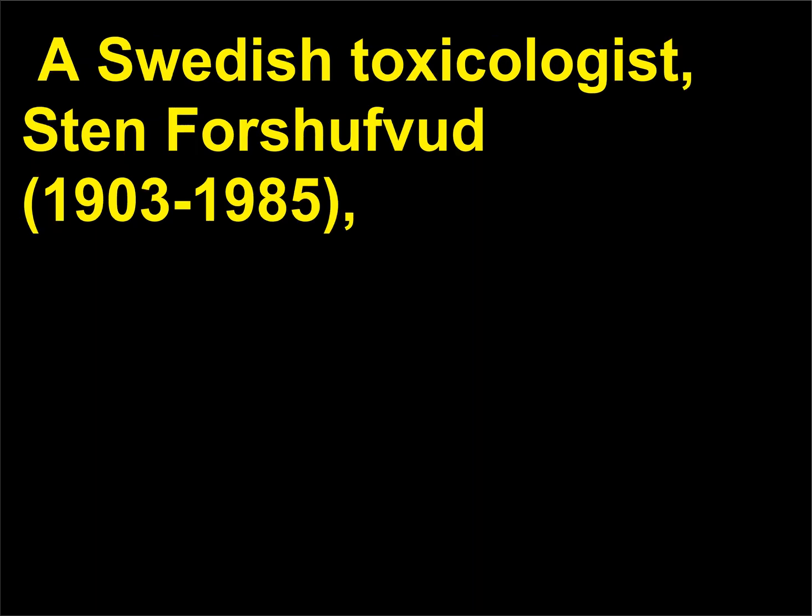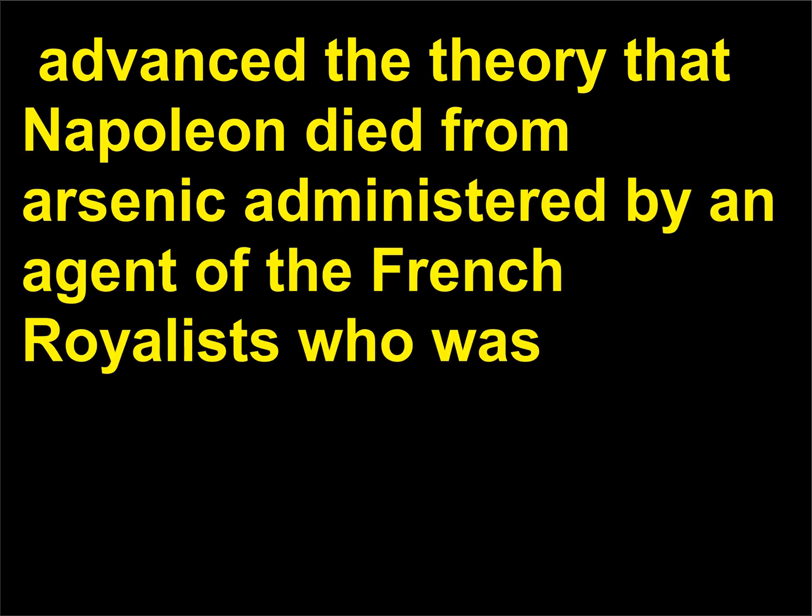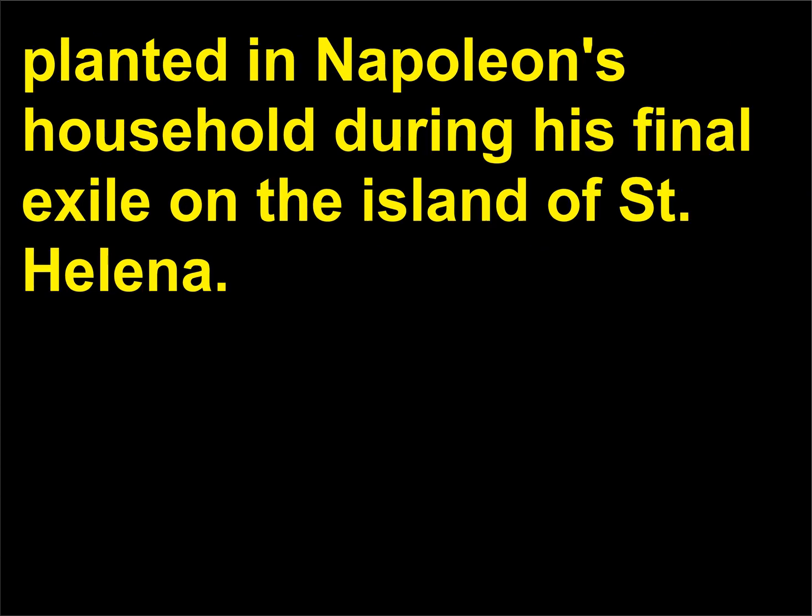A Swedish toxicologist, Sten Forshufvud, 1903 to 1985, advanced the theory that Napoleon died from arsenic administered by an agent of the French royalists who was planted in Napoleon's household during his final exile on the island of St. Helena.